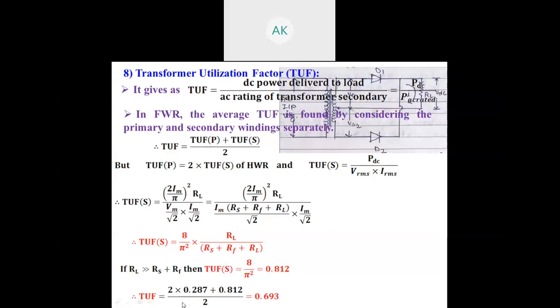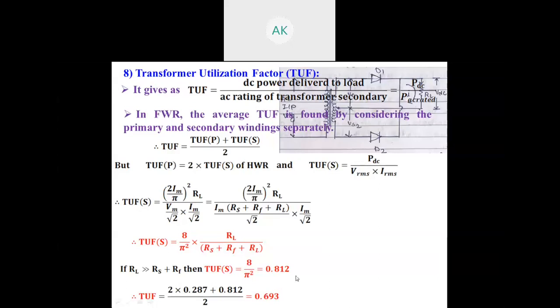So if we add it and divide it, you will have 0.693. So for the full wave rectifier, the TUF is 69%. Yes, TUF is 69%. What about the half wave rectifier? The half wave rectifier is 28.7%.